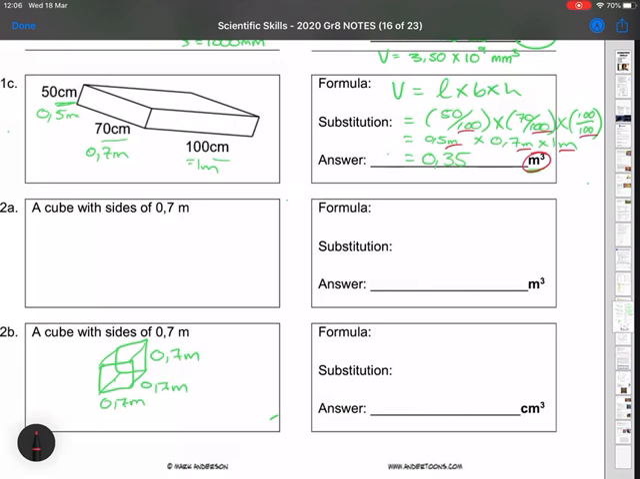For the cube, sides of 0.7 meters. Volume equals length times breadth times height. The length is 0.7 meters. We can leave it as 0.7 because they want an answer in meters. No conversions necessary.